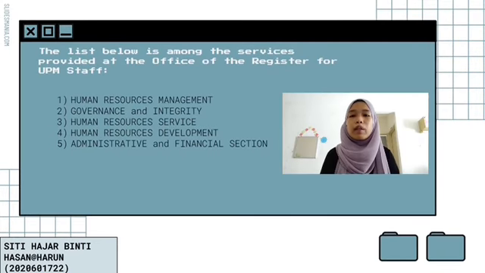The list below is among the services provided at the Office of the Registrar for UPM staff. First, Human Resources Management. Second, Governance and Integrity. Third, Human Resources Service. Fourth, Human Resources Development. And fifth, Administrative and Financial Section.